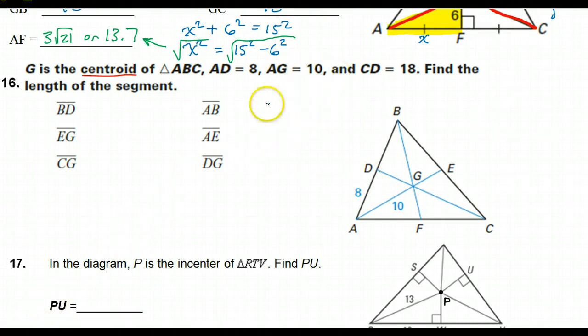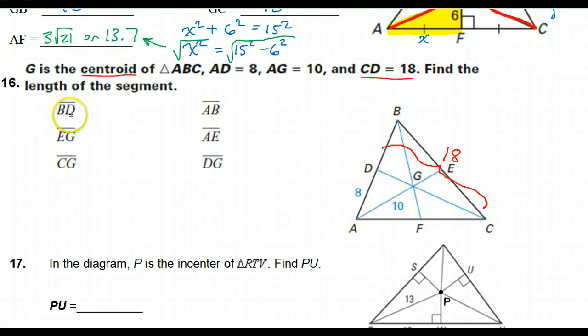Okay, so we see the AD is 8, that's shown. AG is 10, that's shown. Here's one thing that's not shown. CD is 18. Okay, so that's this right here. CD is this, that's all the way from one end to the other. It's the whole median. Now, let's work on that. Actually, let's not work on that yet. Let's do one piece at a time.